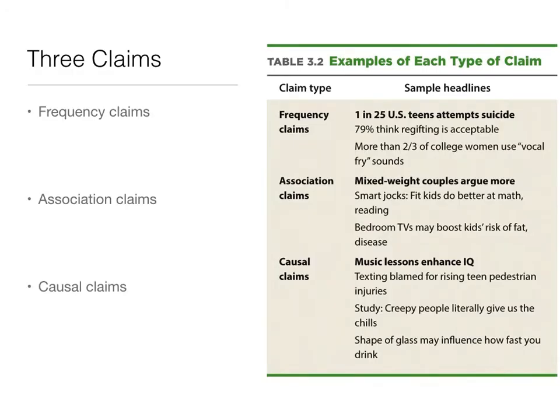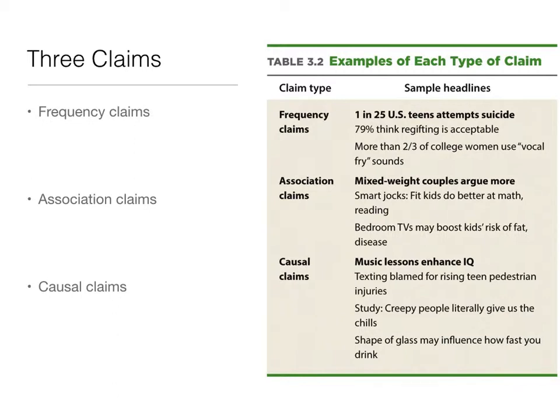This is a really, really helpful table from your textbook. It's table 3.2, and it talks about the different kinds of claims that research makes. Frequency and association claims are the ones that you focused on in 3510. And again, a frequency claim is measuring something. It's measuring how many people think regifting is acceptable. It's measuring how many women use vocal fry sounds.